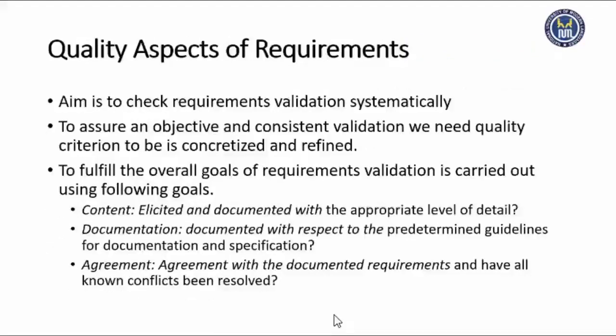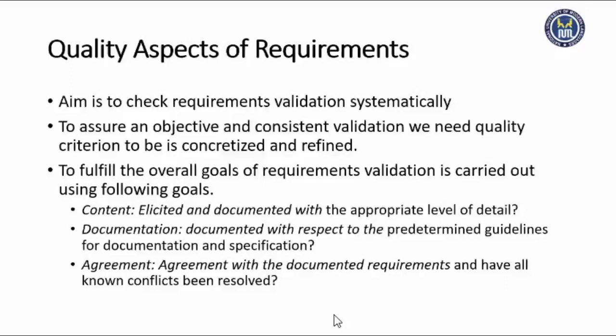So the aim of the quality aspects of the requirements is to check requirements validation systematically. This will ensure an objective and consistent validation. We need quality criteria concretized and refined. To fulfill the overall goals, requirement validation is carried out using the following goals. Number 1, to check the content. Number 2, to check the documentation. Number 3, to check the agreement.